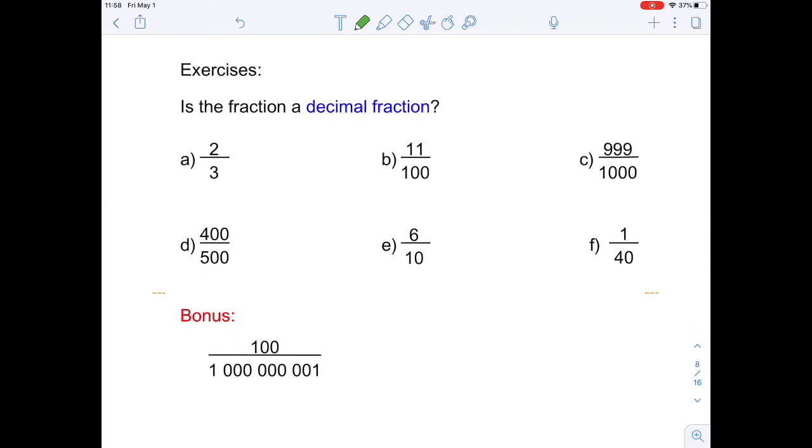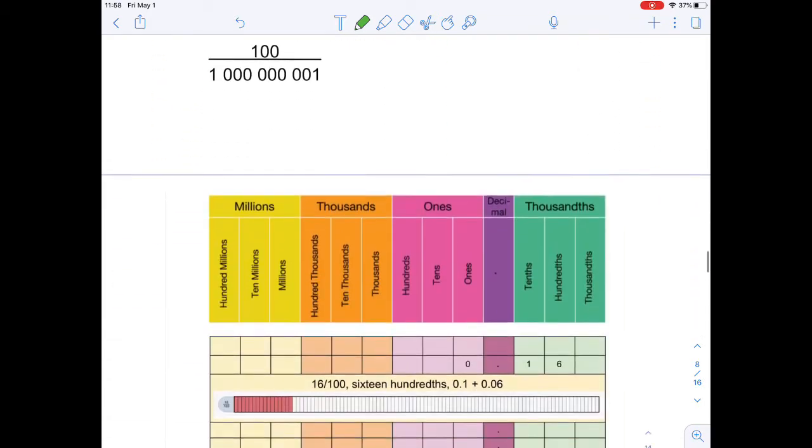Is the fraction a decimal fraction? This one here is because it's out of 100. This one is because it's out of 1,000, and this one is because it's out of 10. None of the other ones we would call decimal fractions.